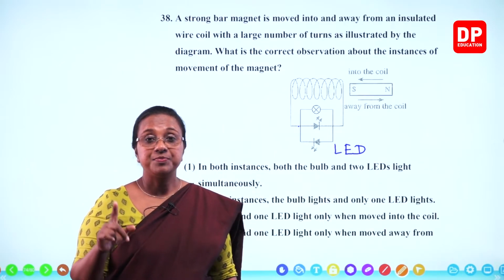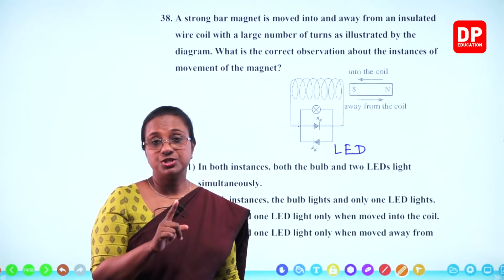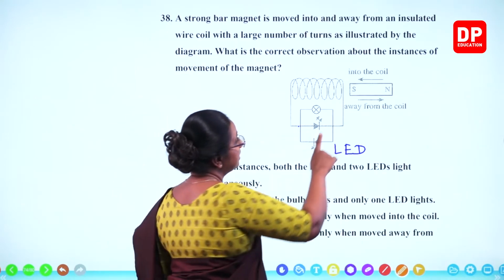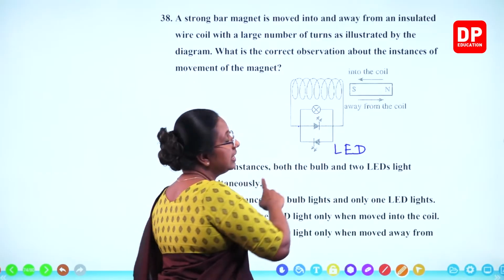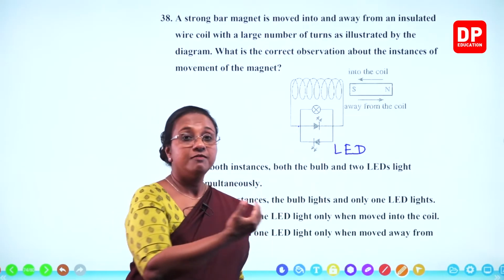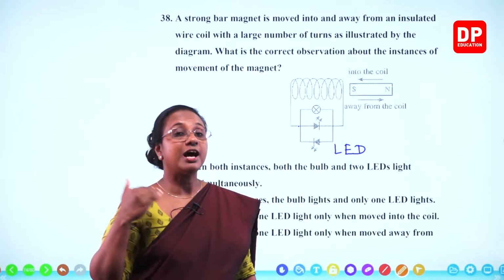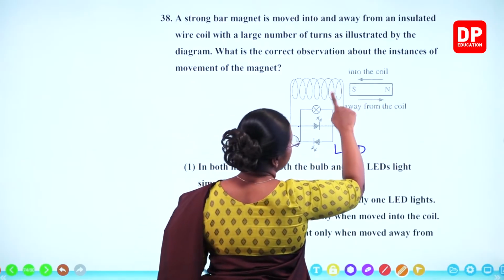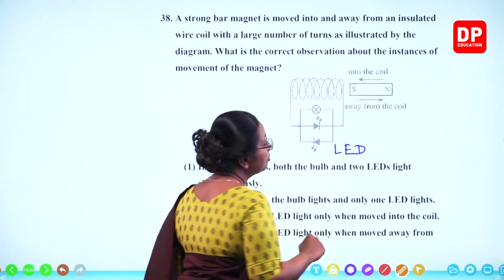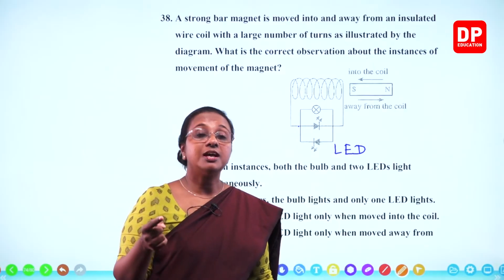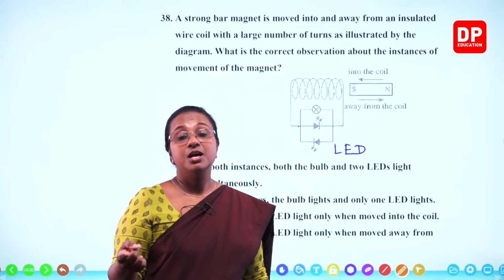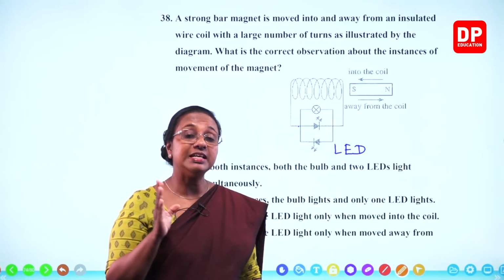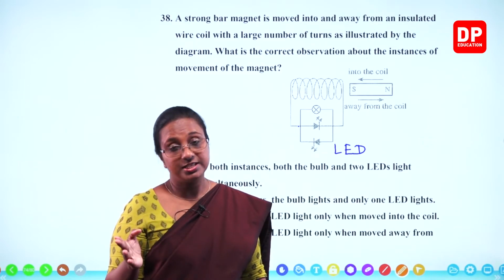And you can remember, depending on the direction of the motion, the direction of the current will change. When you move the magnet into the coil, the current will flow in one direction. When you move the magnet away from the coil, current will flow in the opposite direction. In the same way, if you change the magnet, if you have north here and south there, then also the direction of current flow will change. So if you do all four instances, you can see the direction of current flow change.